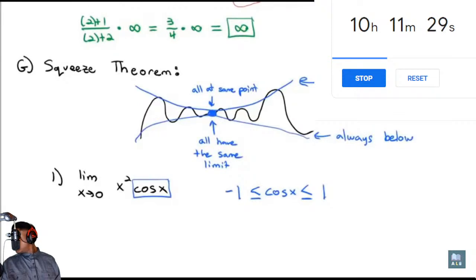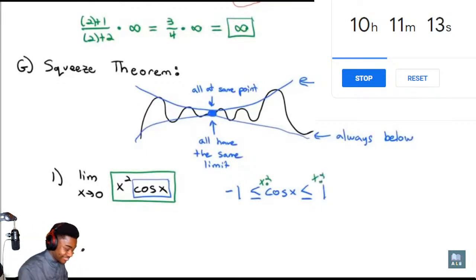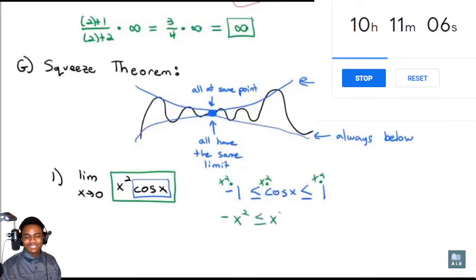So what we want to do is manipulate the inequality so that it looks like the entire function, x squared times cosine. Well, the center is just missing a multiply by x squared. So if we do that on all three parts, we end up with negative x squared is less than or equal to x squared cosine x, which is less than or equal to x squared.